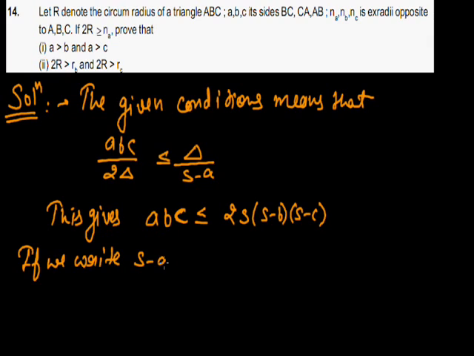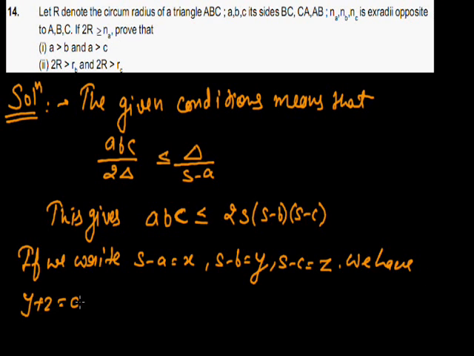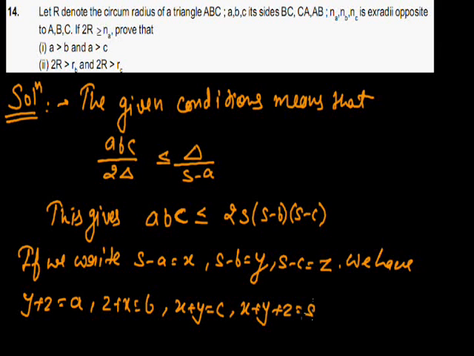s minus a is equal to x, s minus b is equal to y, and s minus c is equal to z, then the given equality will give us, from here we have y plus z is equal to a, z plus x is equal to b, and x plus y is equal to c. Also, x plus y plus z is equal to s.